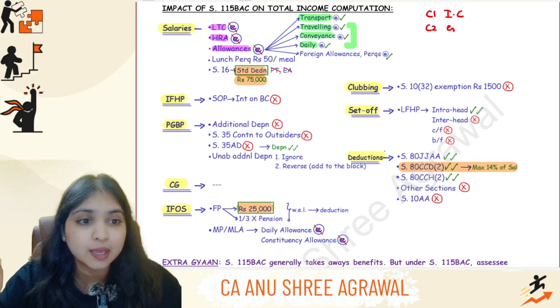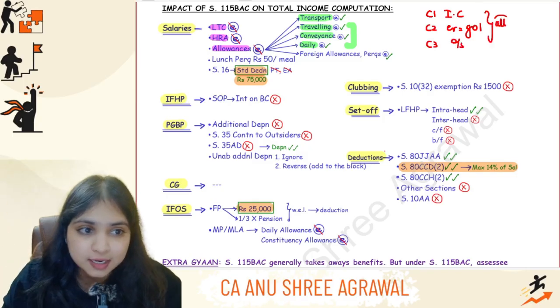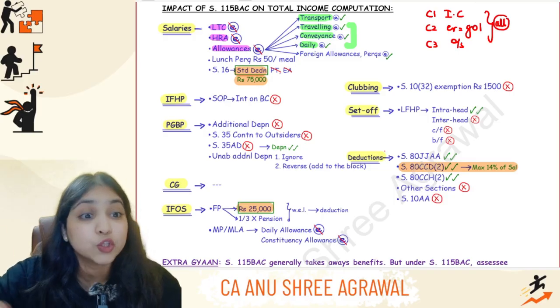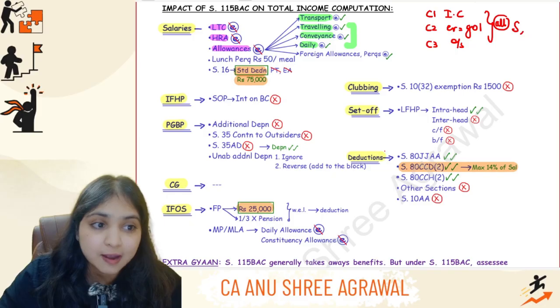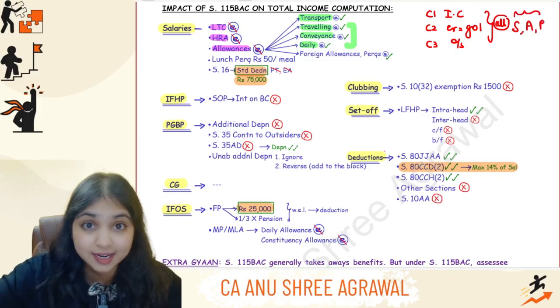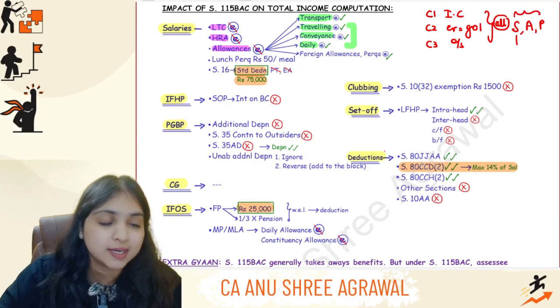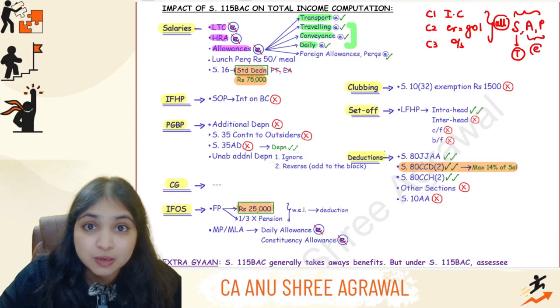Condition number 2, the employer happens to be the government of India. And condition number 3, the employee is rendering services outside India. If all these 3 conditions are fulfilled, then even though the service is being rendered outside India, still the salary income, the allowances, the perquisites, everything will accrue in India. After accruing in India, salary alone will be taxable, but the allowances and perquisites will be exempt.